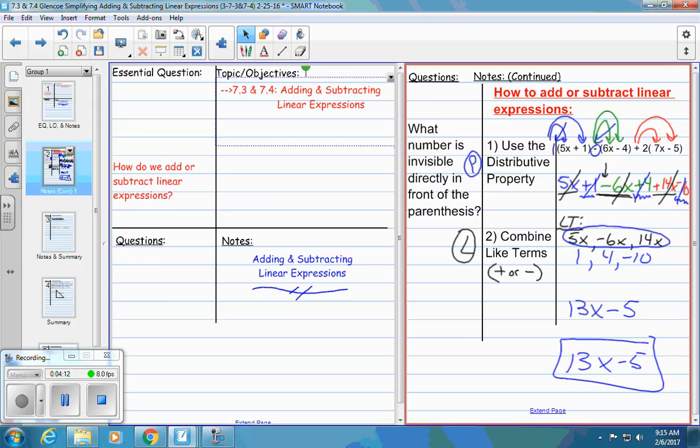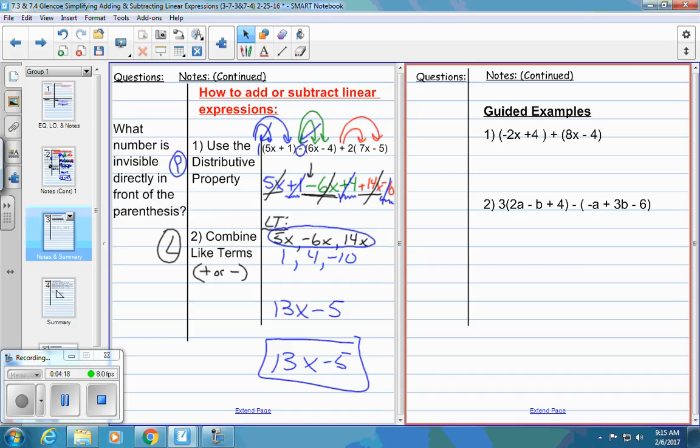Okay, so notice that's the same exact steps as what we just did on 7.2 for simplifying expressions. Here are some more examples. We're going to do number 1 together, and we're going to leave number 2 for class. So pause right here and copy down what you see.